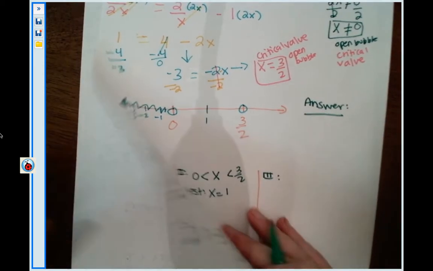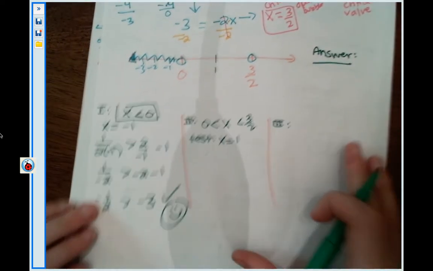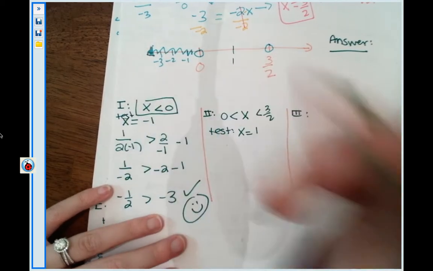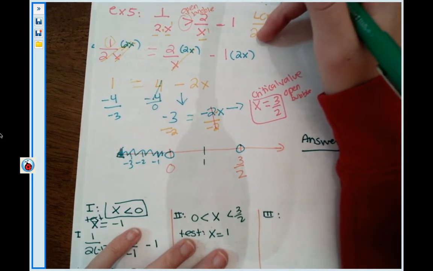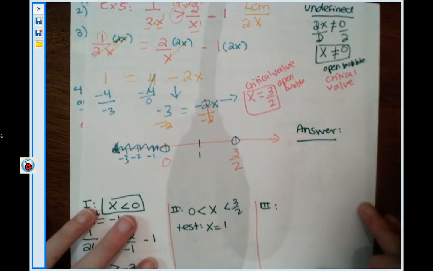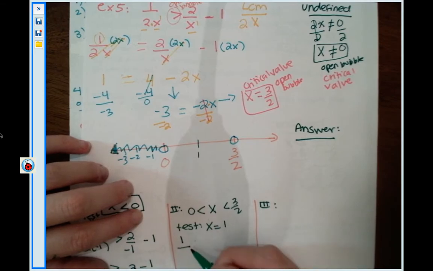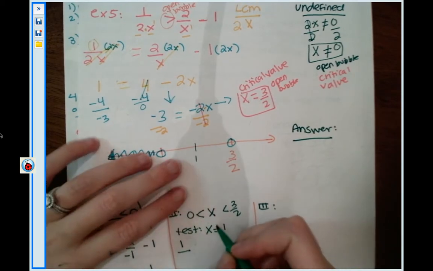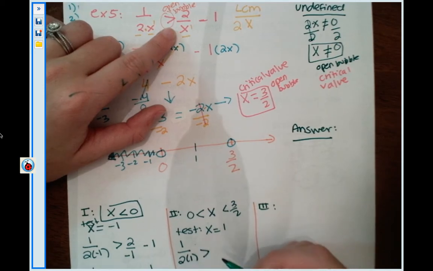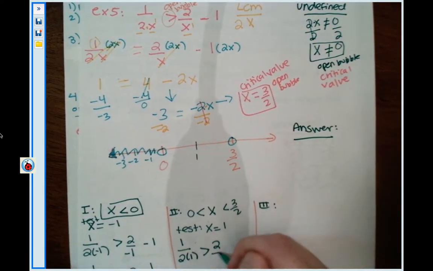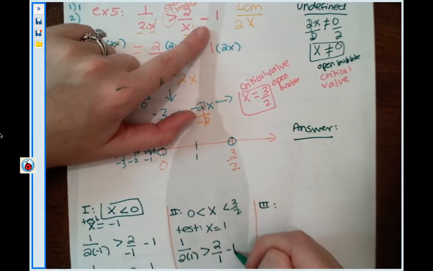And again, these are the things that we test, you guys. Okay, so this is what we're testing. I could have wrote test over here, but I forgot. It doesn't really matter. Okay, so again, I'm going to substitute 1 back in for all these x's and see if I get something true. So let's see what happens. Okay, so I'm going to have 1 over 2 times x, which my x is going to transform into a 1. So it's 1 over 2 times 1 is greater than 2 over another x, which is going to transform into a 1. And then minus 1.